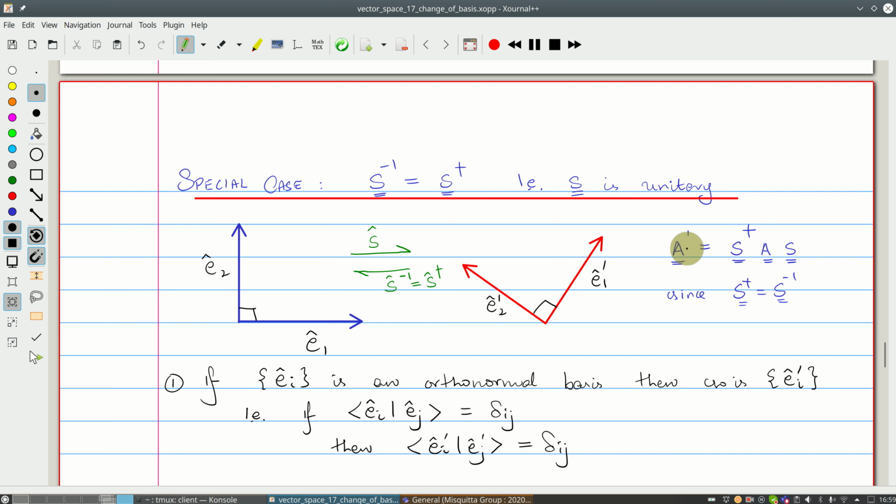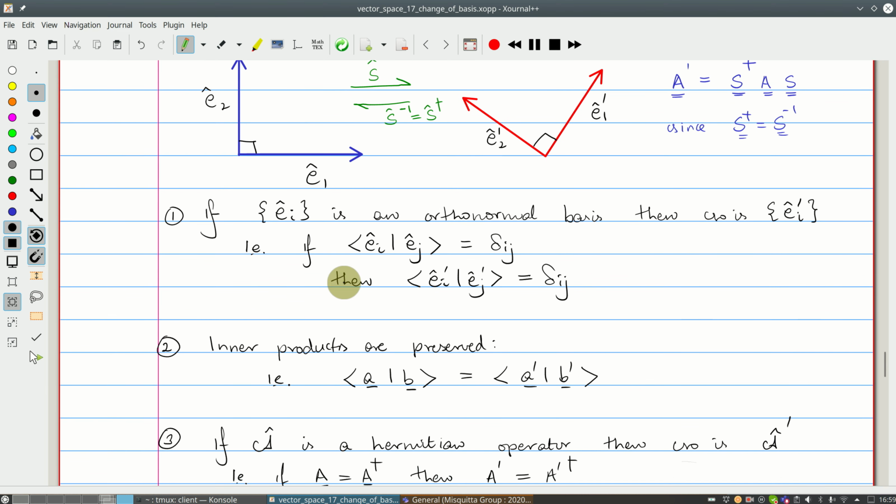So for this particular case, since S inverse is equal to S dagger, the similarity transformation becomes: the matrix A prime is equal to S dagger A S. All right. Now this has some nice properties. This is the first one. We're going to prove this.